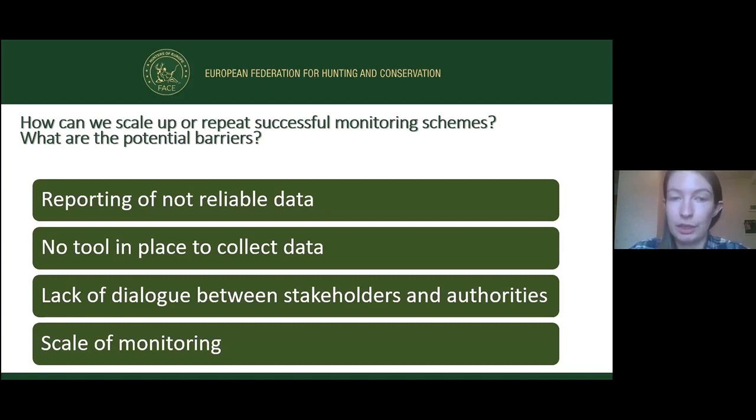But also quite often, there are lots of observations available, collected by hunters or other stakeholders, but there is just not a good tool or system in place to collect those vast amounts of observation data. Then in some situations, there might be, as Klaus already explained, a lack of dialogue between stakeholders and authorities, so that there are different data sets available, but there is no communication between stakeholders and the responsible authorities. And then, of course, as Klaus already said as well, the scale of monitoring. Many large carnivores need to be monitored over different regions and, of course, also over country borders.